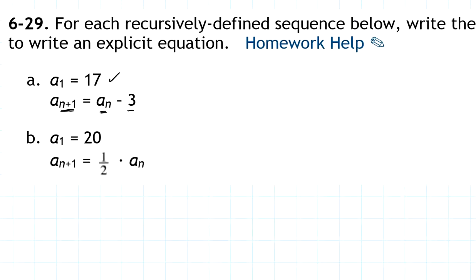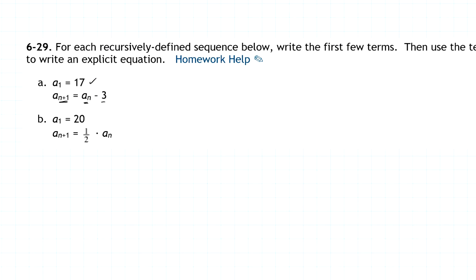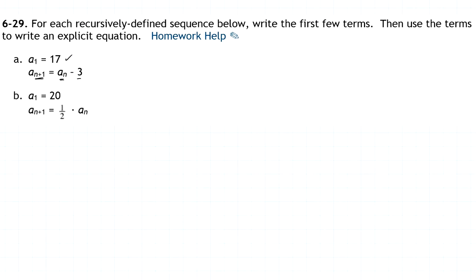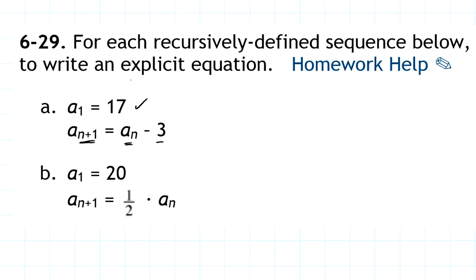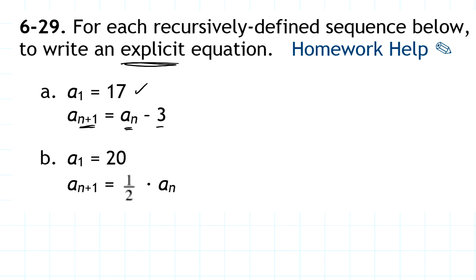So it says for each recursively defined sequence below, write the first few terms, and then use the terms to write an explicit equation. So we're going to come up with the explicit equation given these recursive definitions. So let's do A right here.